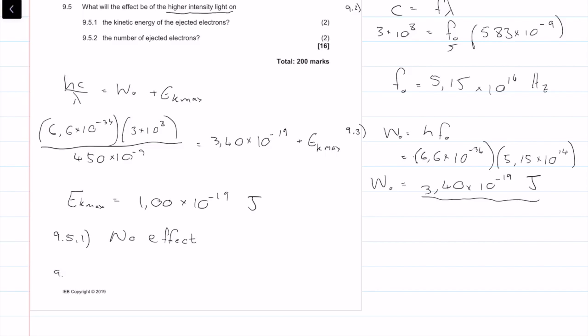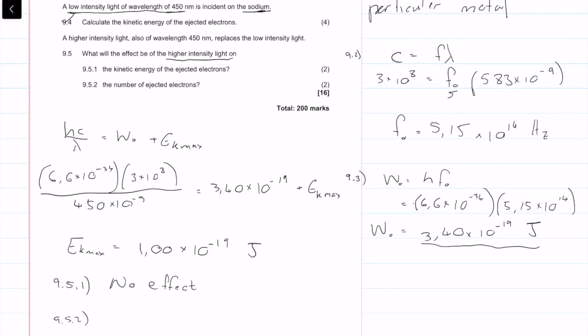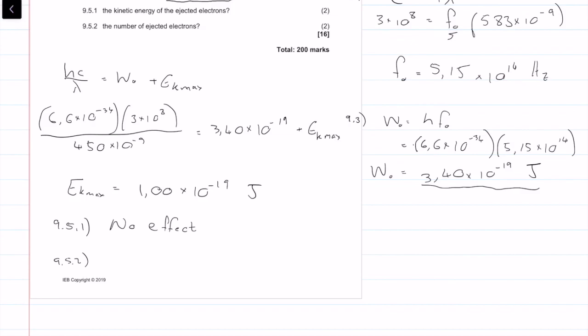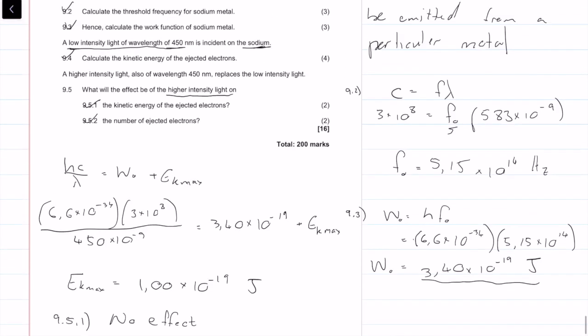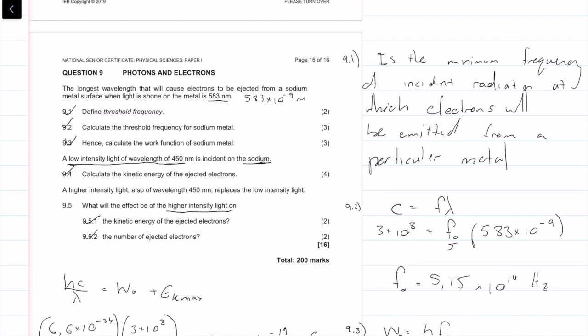Okay, and 9.5.2, the number of electrons ejected. Okay, so it will increase because our intensity has increased, so the number of electrons that are emitted will be increased. So we can say there will be an increase in the number of ejected electrons. Okay, so basically there's no effect on the kinetic energy, and the number of electrons that are ejected will increase. Okay, and we get 1 mark for that.